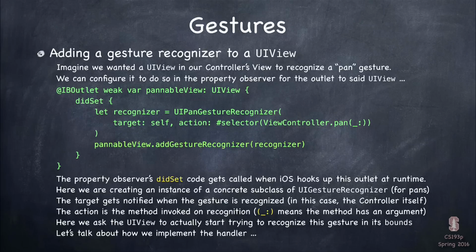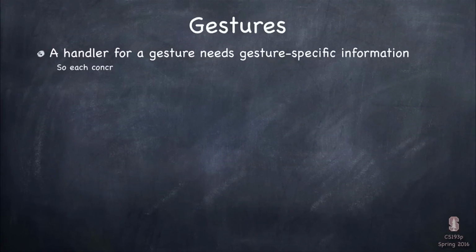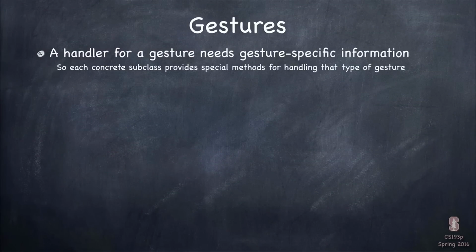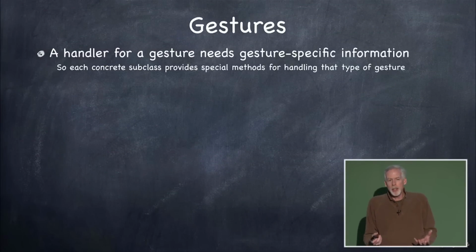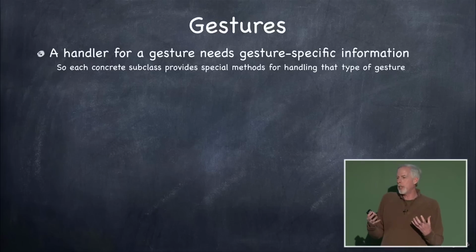All right, so now let's talk about how we implement this handler, this method right here, this pan thing. What does that look like to implement? To understand how we're going to implement such a method, we need to understand a little bit more about the concrete subclasses of UIGestureRecognizer. So let's look at pan.